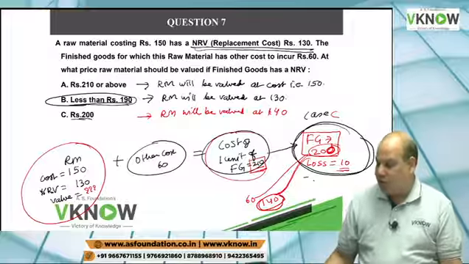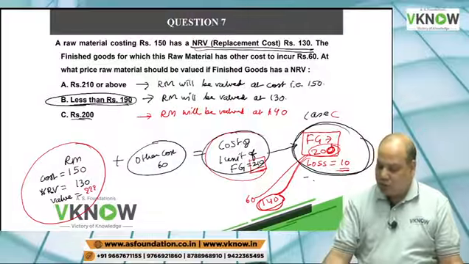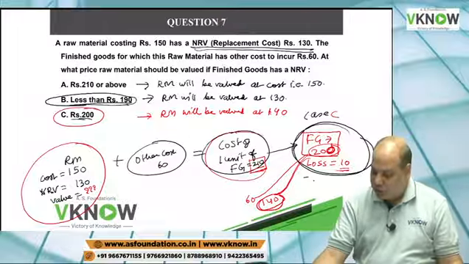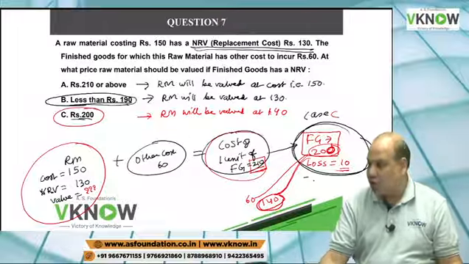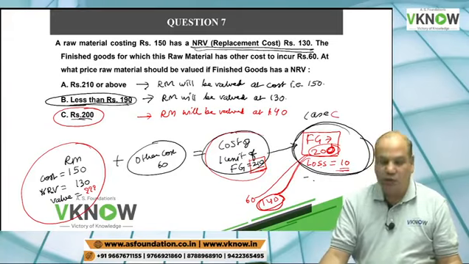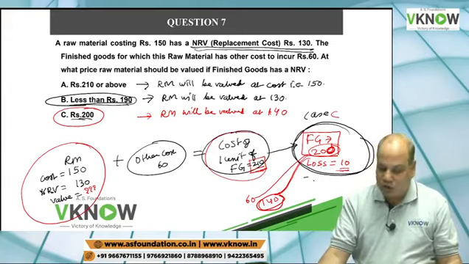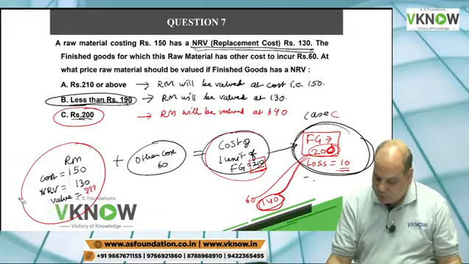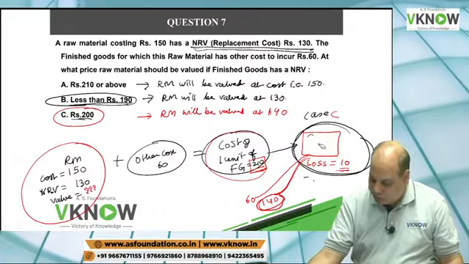Third question was tricky. In the third question, many students were thinking, since finished goods is sold below cost, I should take 130 as the answer. So the answer is no. Suppose, for practice purpose, we'll take one more example.